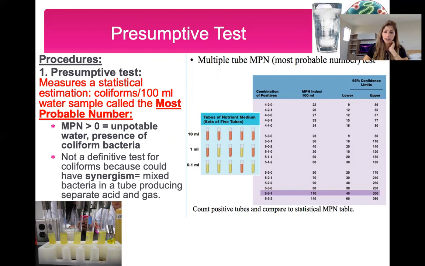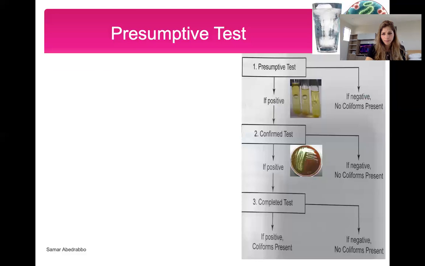Now, the presumptive test, which we just talked about, is not a definitive final test for coliforms because sometimes you could have synergism. The definition of synergism is that you have multiple bacteria in your tube and they're giving you mixed results. So maybe you have two bacteria in your tube. One is producing acid and one is producing gas, but it's not a coliform because a coliform does both. It's one bacteria that produces acid and gas. So we're scared of synergism. That's why we have to do another testing.